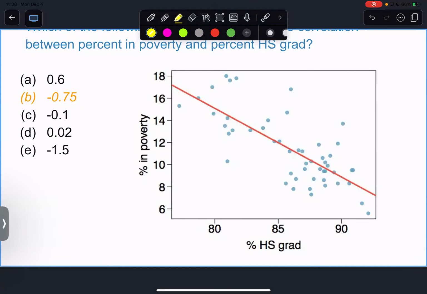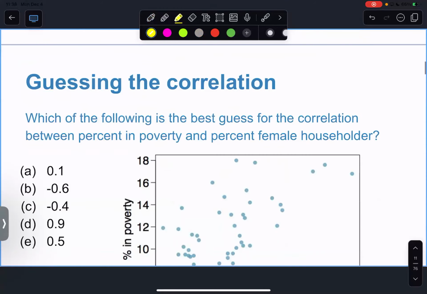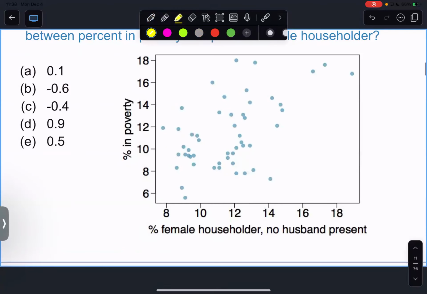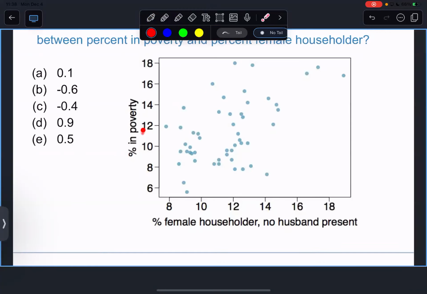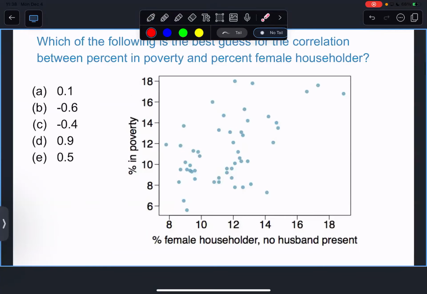Yes. We can do the same thing. Kind of a weird data set: the percentage in poverty again, and the percent female householder, no husband present. Who cares? Whatever, it's a scatter plot. We can figure out a reasonable correlation.